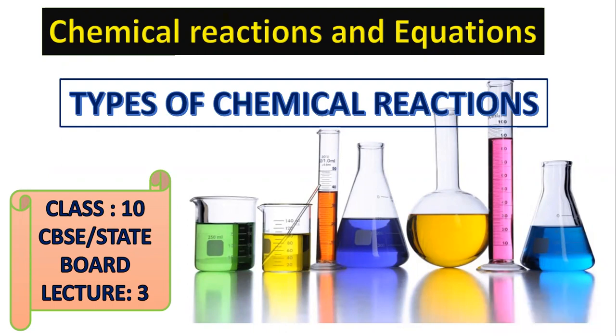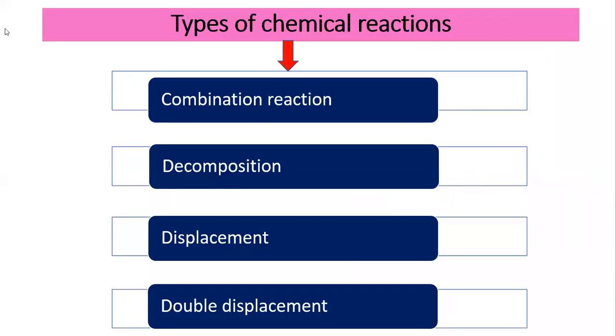Let us start. Types of chemical reactions. We have already discussed about a chemical reaction. Chemical reaction means breaking and making of bonds to form new product, that is called a chemical reaction. So here they will break the old bond and form new bond, and that results in the formation of new product. Such type of reactions are called chemical reactions.